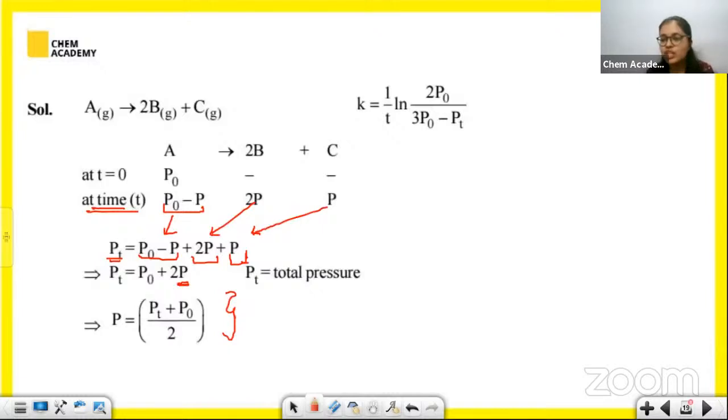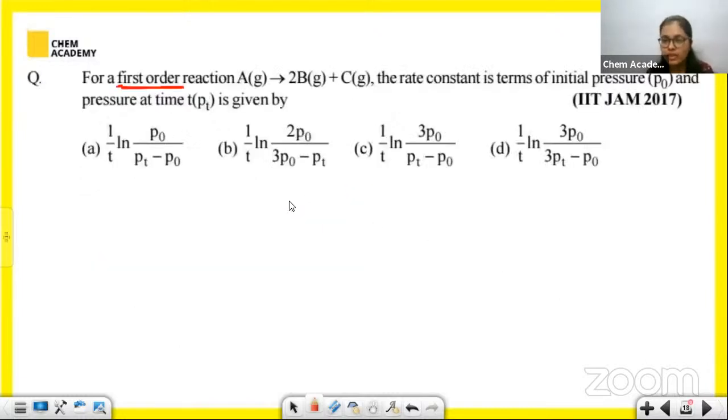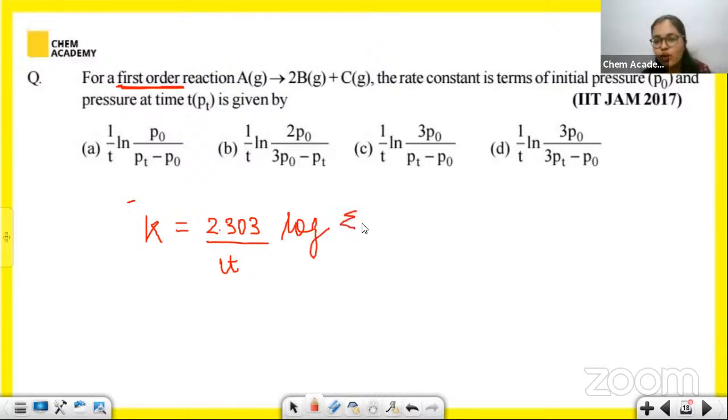Now, there is a very short method of also solving this question. If you have been given a particular equation where all the species are in gaseous state, and it has been mentioned that it is a first order reaction, and you have to calculate the rate constant in terms of pressure, then a simple method is, you can remember this. So it will be k equals 2.303 upon t log of, this is a simple method of doing it. So it will become summation of stoichiometry.